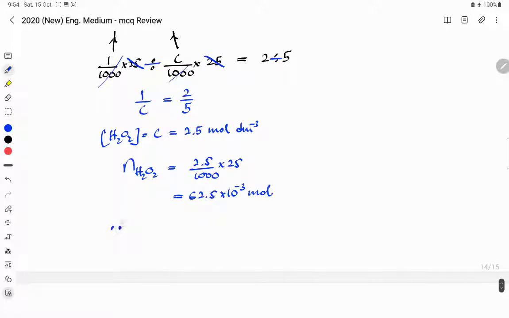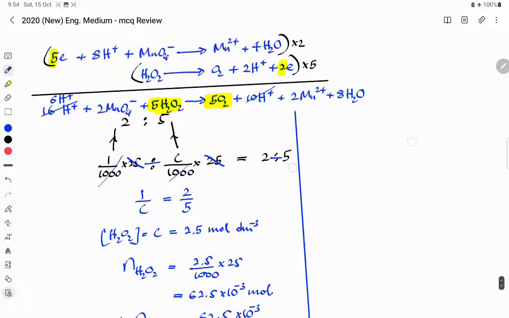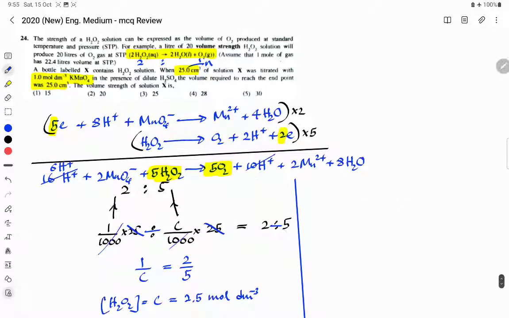Therefore, the number of moles of oxygen will be half of this, 62.5 into 10 to the power minus 3 divided by 2, which will be 31.25 into 10 to the power minus 3 moles. Right, now this amount of moles is given by 25 volume. See, the solution of this H2O2 is 25.